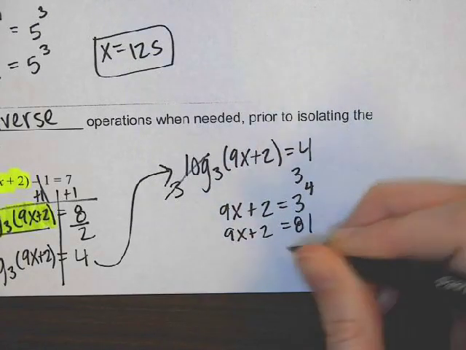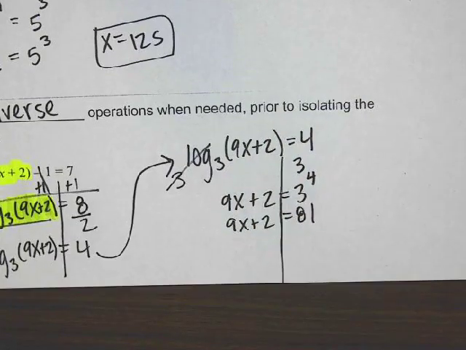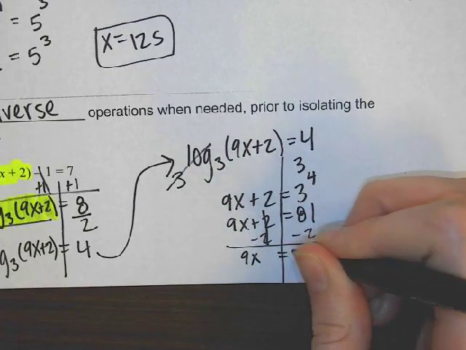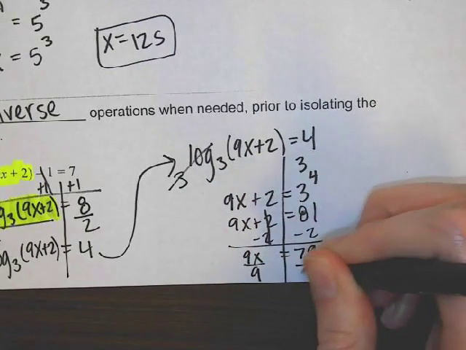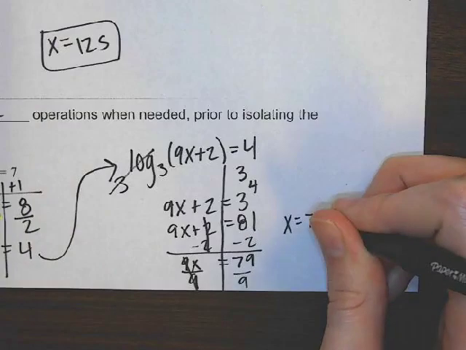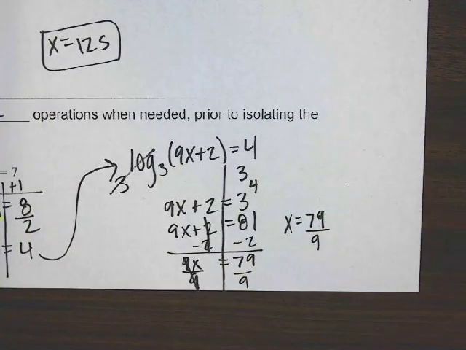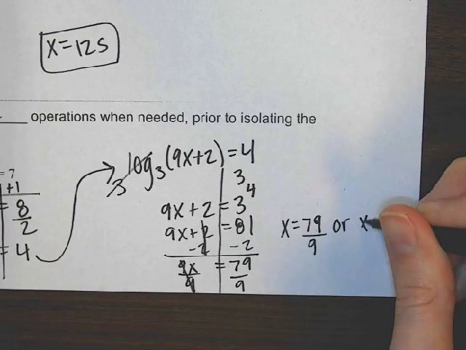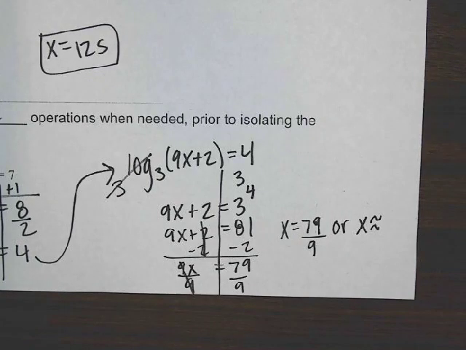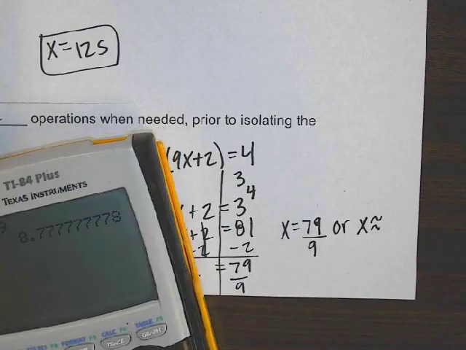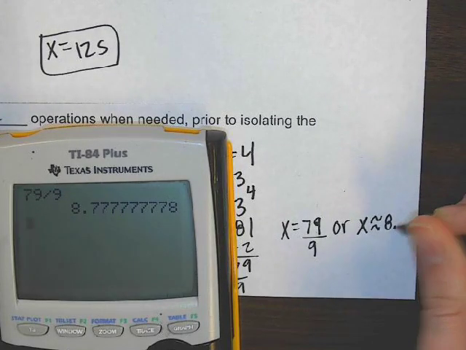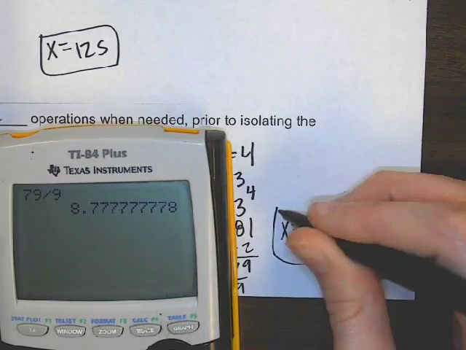And now it's basic solving. Get x by itself. So subtract the 2. And then we're going to divide by 9. Okay, so now we can leave this answer in its fraction form. Since 79 and 9 do not share any common factors, it will not reduce. Or we can go ahead and put it in our calculator and get its decimal value, which looks like this. And again, we can round it to the hundredths place and say this is about 8.78. So either of these is acceptable in this case.